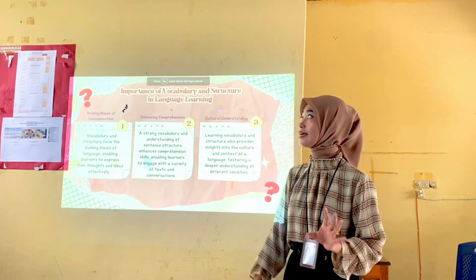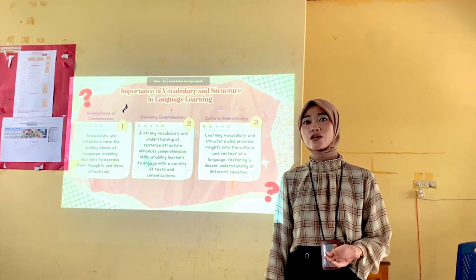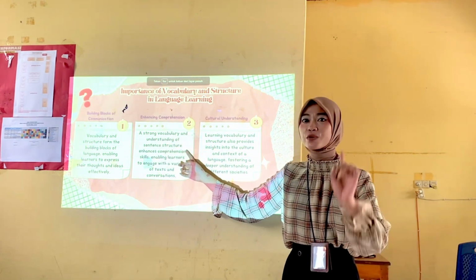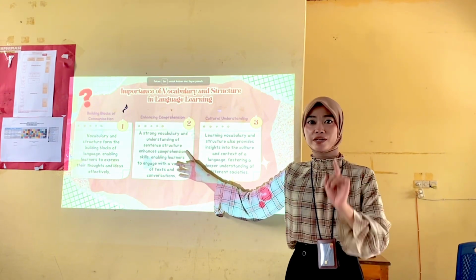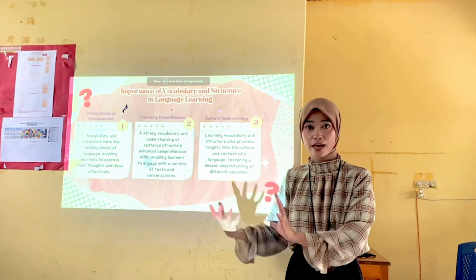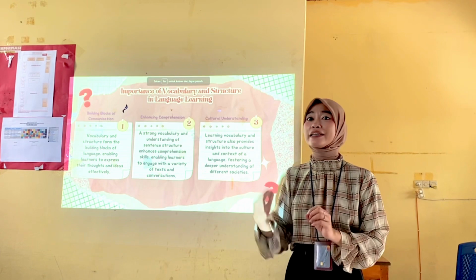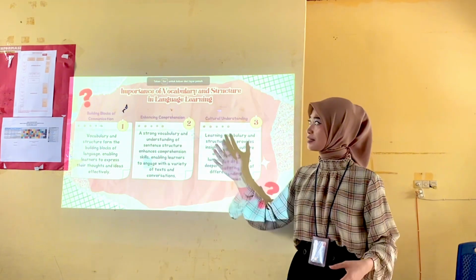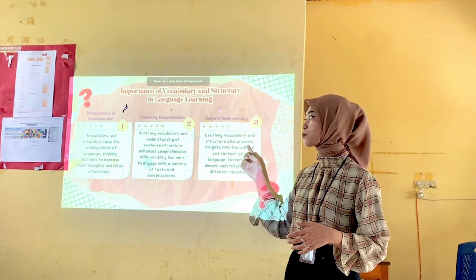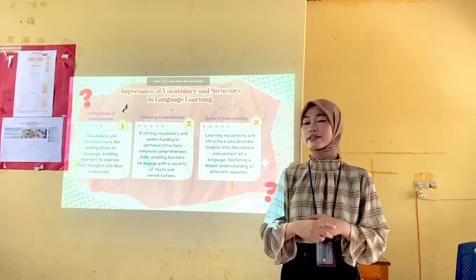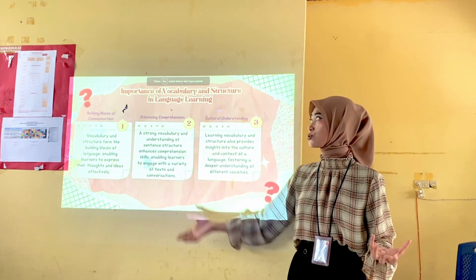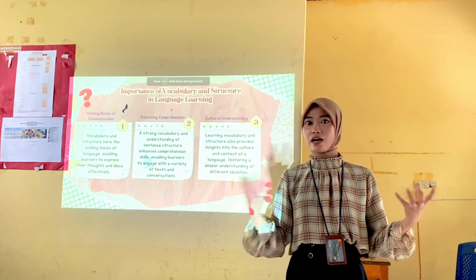And the second one is comprehension. Absolutely, a strong vocabulary and understanding of sentence structure are really equal to our communication skill. So when students have a good vocabulary, it means they are really good at understanding what other people say. And the third one is cultural understanding. Learning vocabulary and structure also provides insights into the culture and context of a language. Of course, when we are learning about words, we learn how to understand other people's culture.